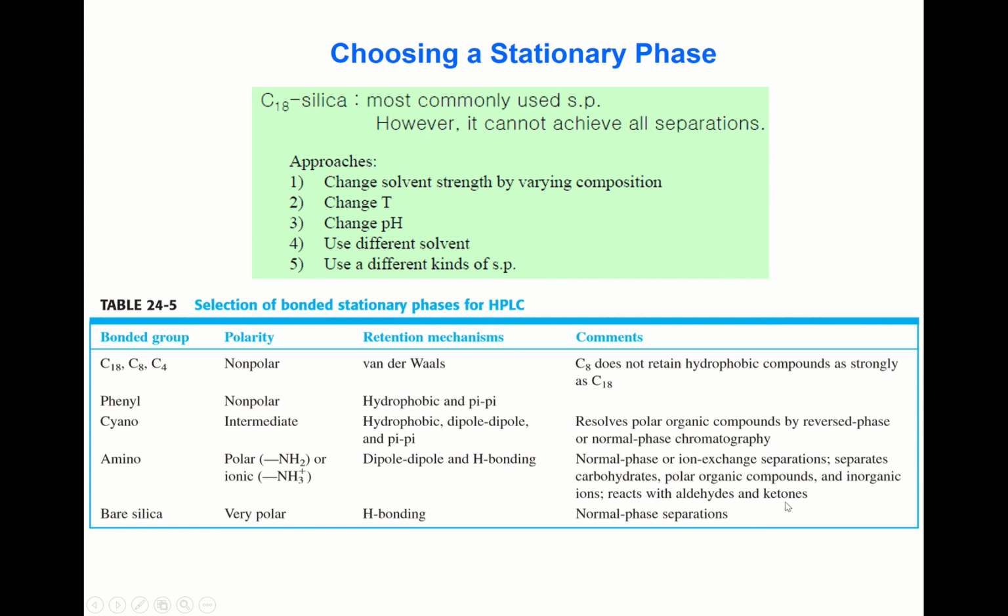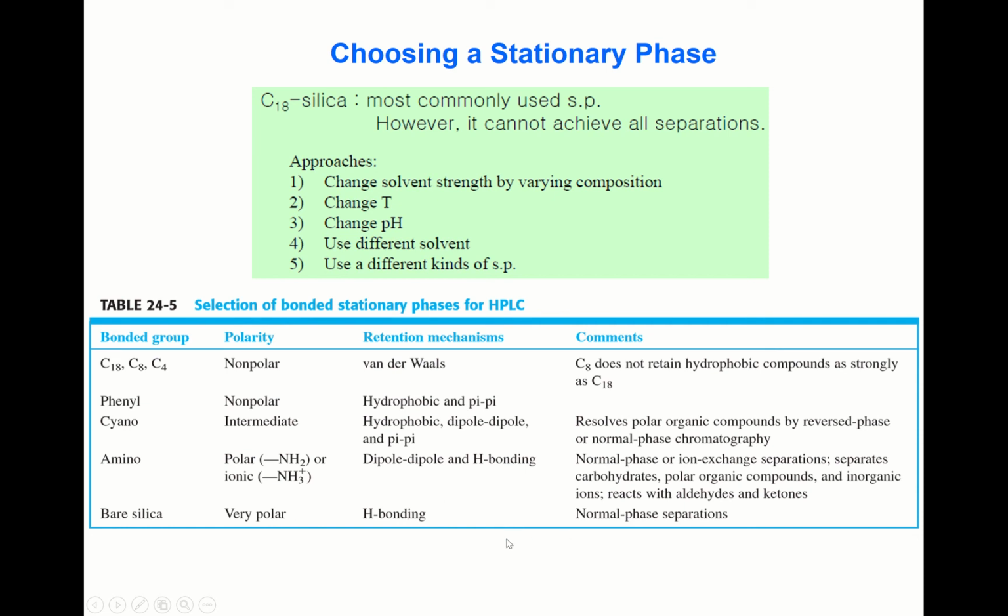Aldehydes and ketones also have a dipole moment. It's a normal phase where ion exchange separation is possible. So the retention mechanism is dipole-dipole and hydrogen bonding, because it contains a nitrogen atom here. And finally, bare silica. Bare silica is very polar, and the retention mechanism is hydrogen bonding.